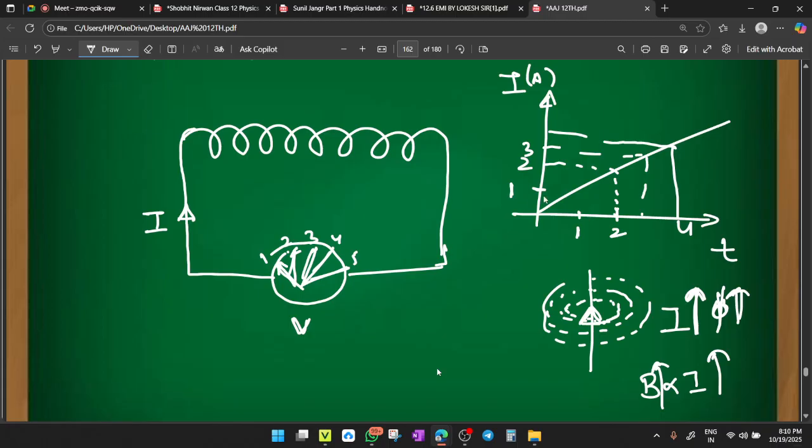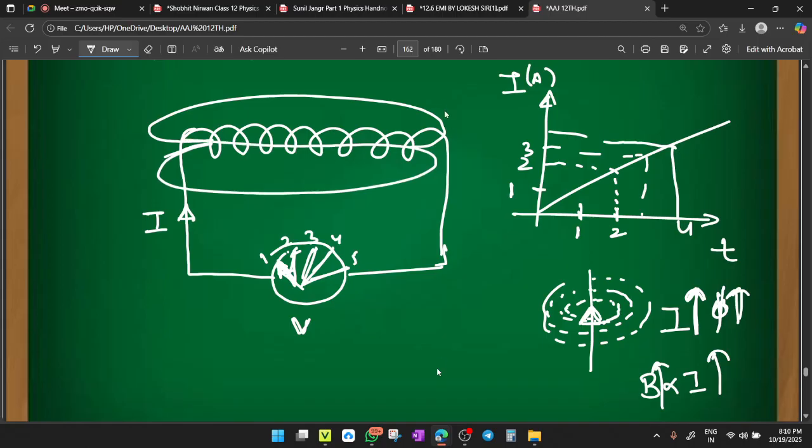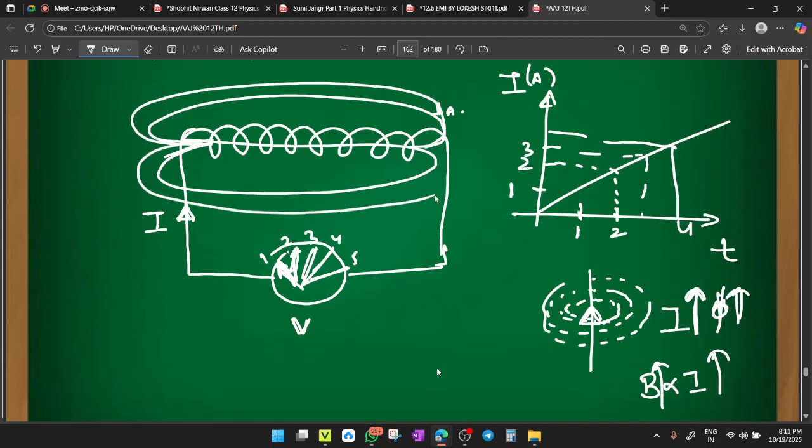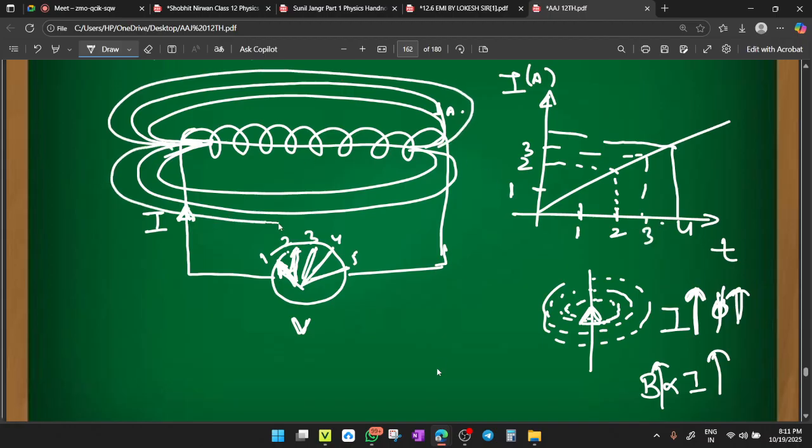Yes or no? So suppose for a very small amount of current, say 1 ampere, there is a magnetic flux like this. Agree? This is for 1 ampere. Now, if you increase the voltage, simultaneously the current will increase and the flux will increase. Yes or no? Then when you increase the current up to 3 ampere, the flux also increases. Agree or not agree?